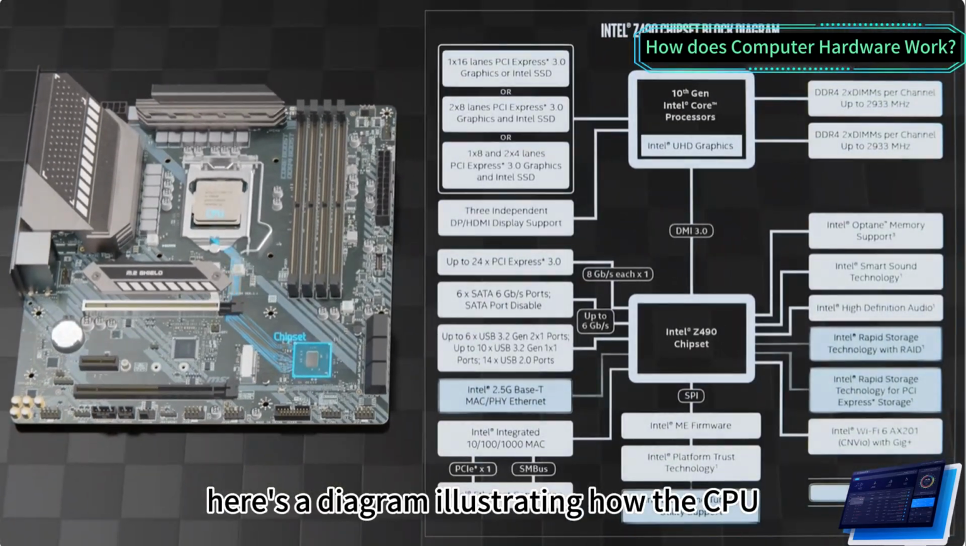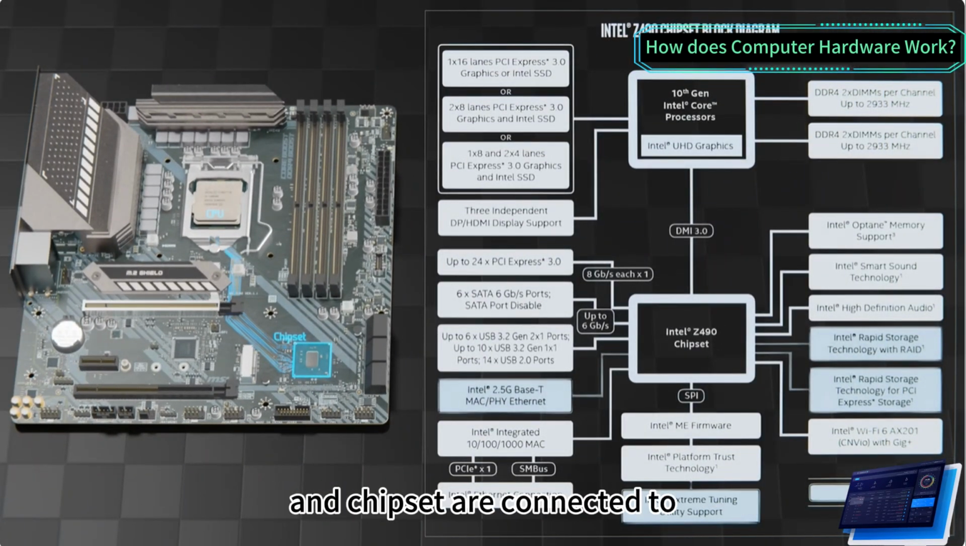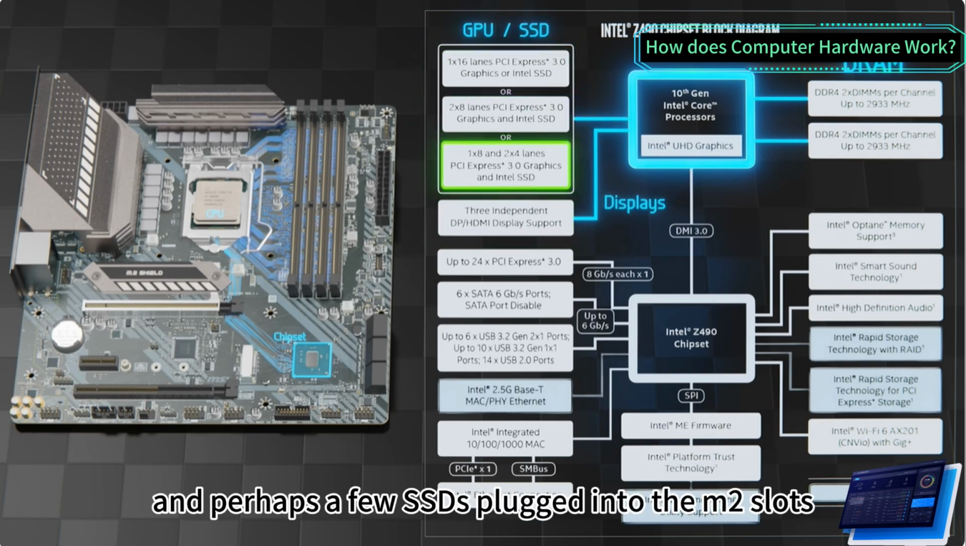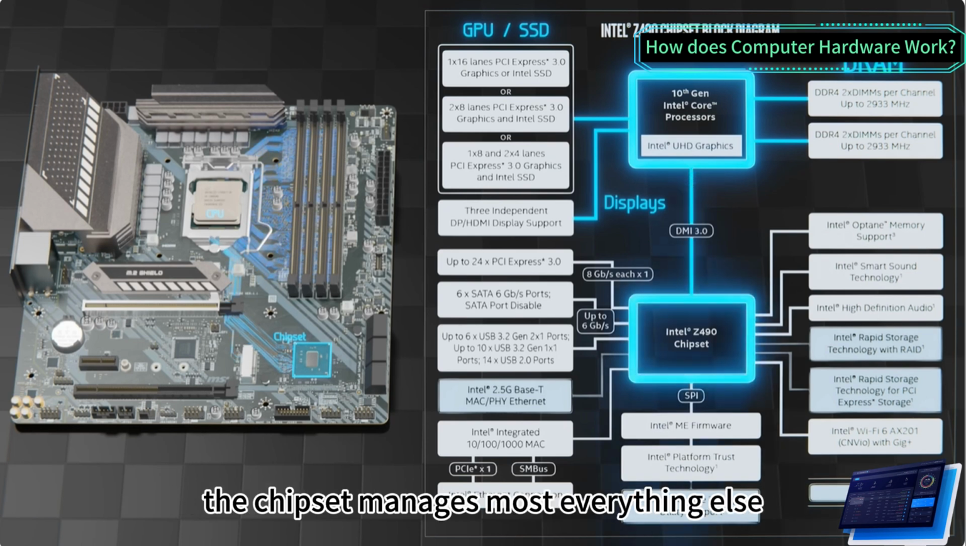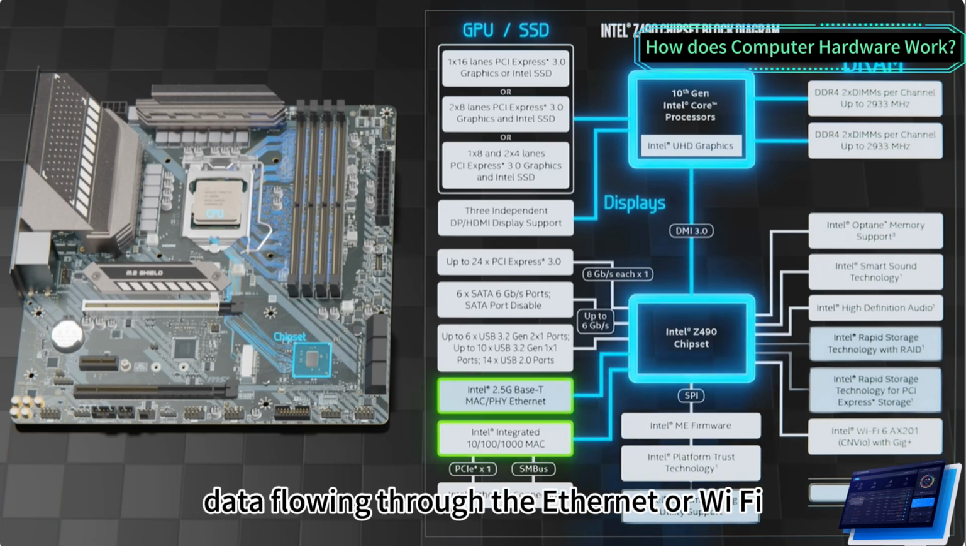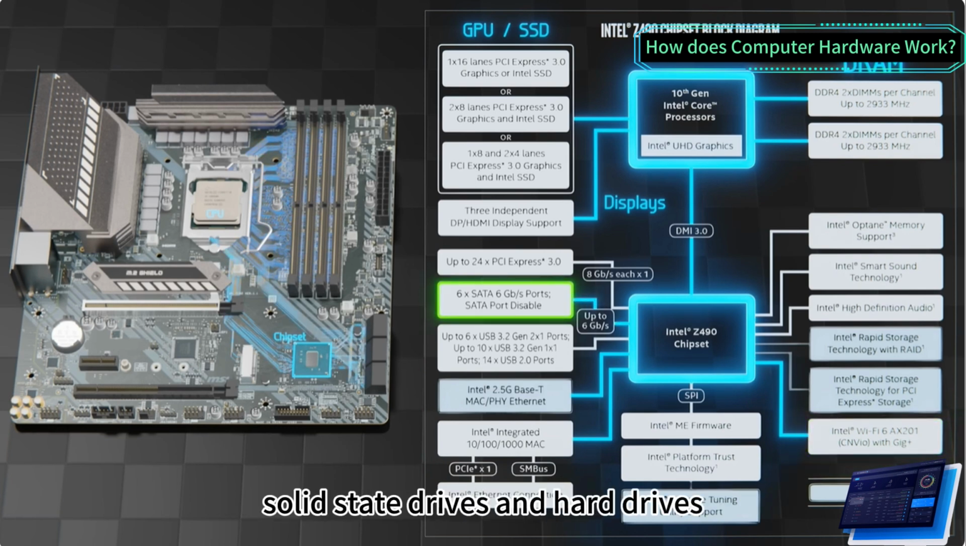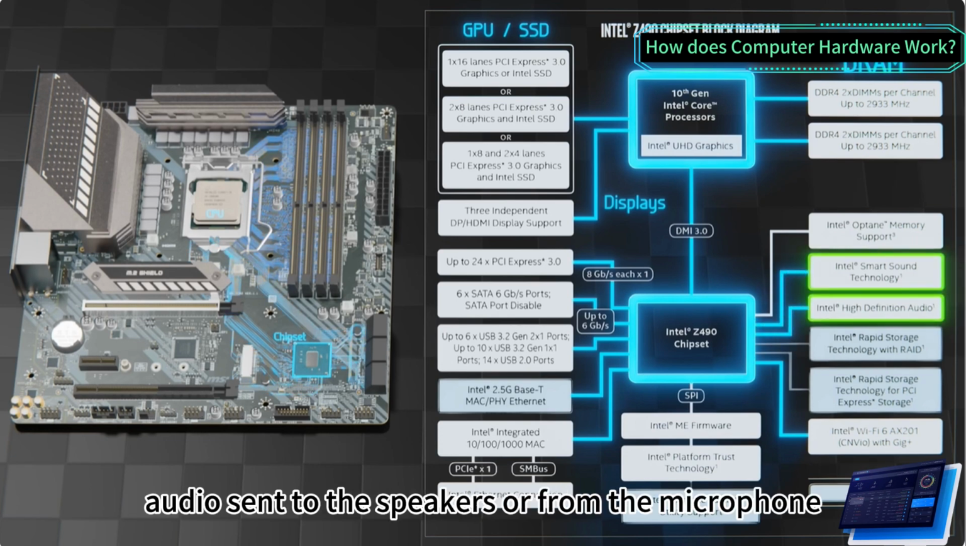Here's a diagram illustrating how the CPU and chipset are connected to everything else. As seen here, the CPU connects directly to the DRAM, one or two displays, the GPU, and perhaps a few SSDs plugged into the M.2 slots. The chipset manages most everything else: data flowing through the Ethernet or Wi-Fi, data going to and from solid-state drives and hard drives plugged into the SATA ports, some of the PCIe slots, your keyboard and mouse, USB devices, and the audio sent to the speakers or from the microphone.